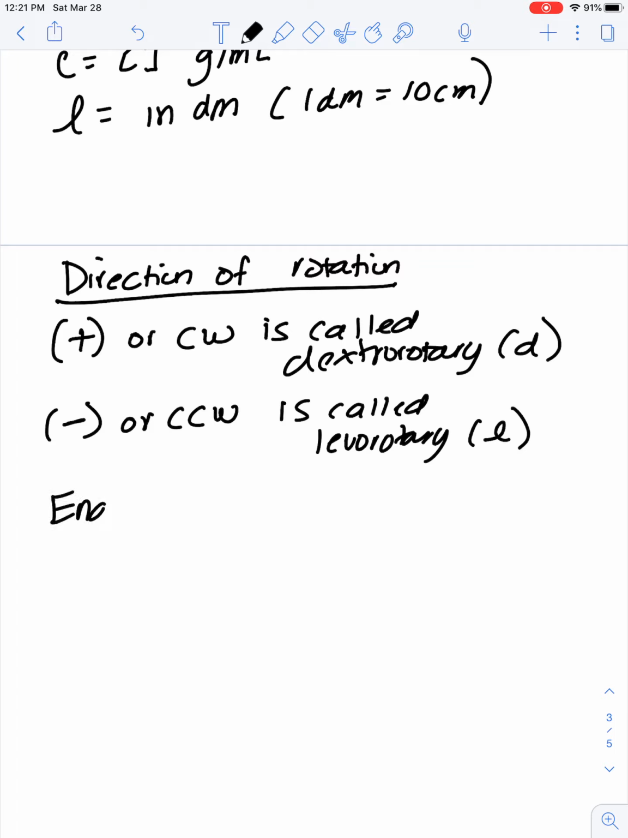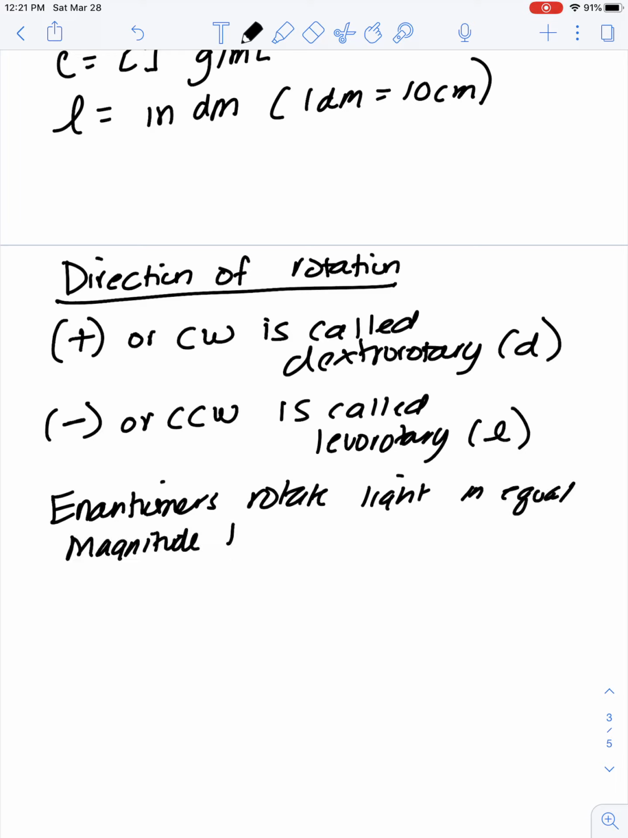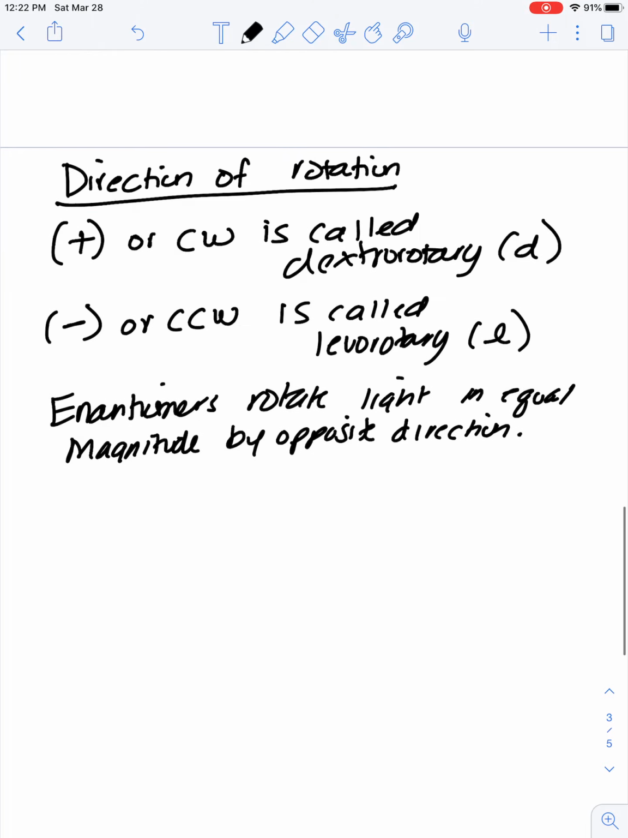This is important: enantiomers rotate light in equal magnitude but opposite direction. Whereas diastereomers have different physical properties, so there's no way to really predict the specific rotation of one diastereomer if you're given the specific rotation of a certain diastereomer.